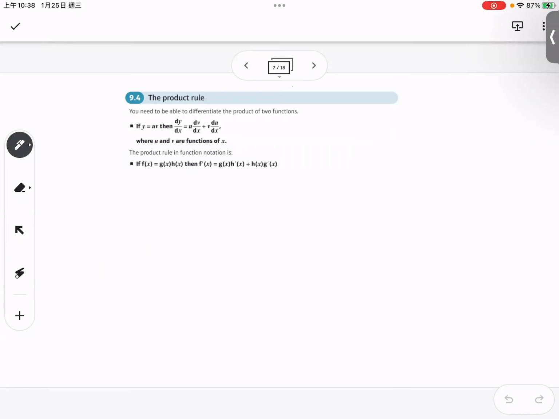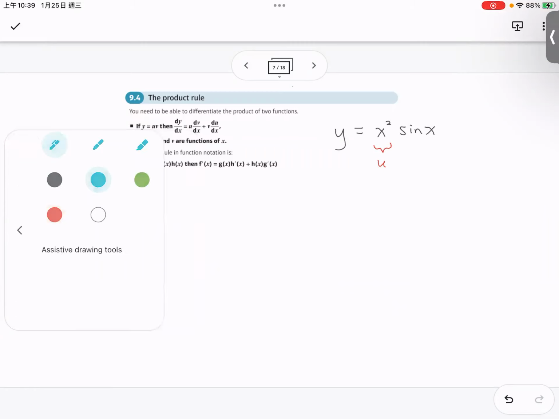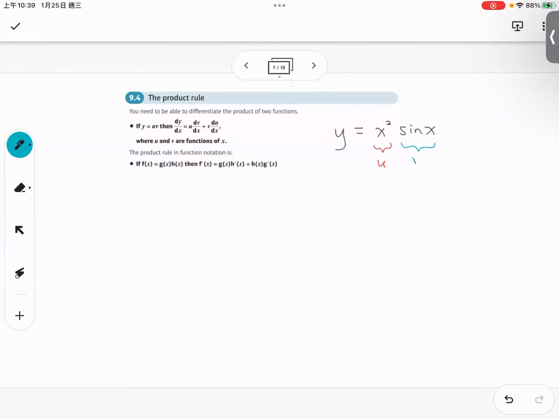When y is u times v, for example, what can we have? The product rule. y is equal to x squared times sin x. Because we know how to do the derivative of x squared, I can transform it to a u. And also, we know how to do sin x, so we transform this one to v, so that we can use the product rule.